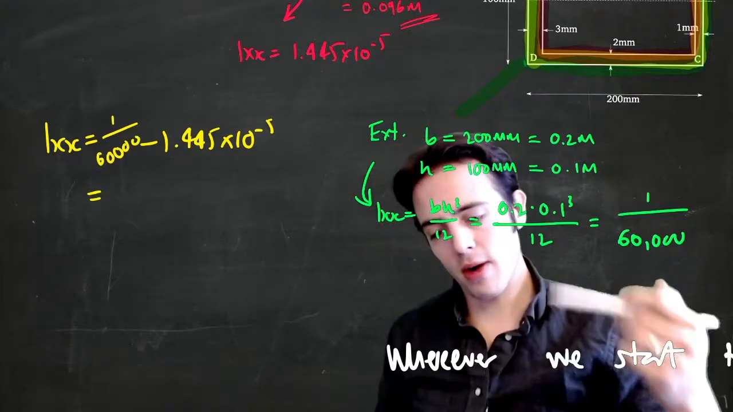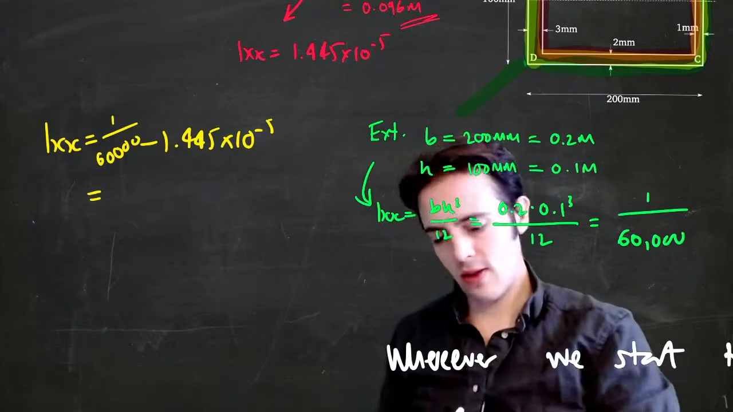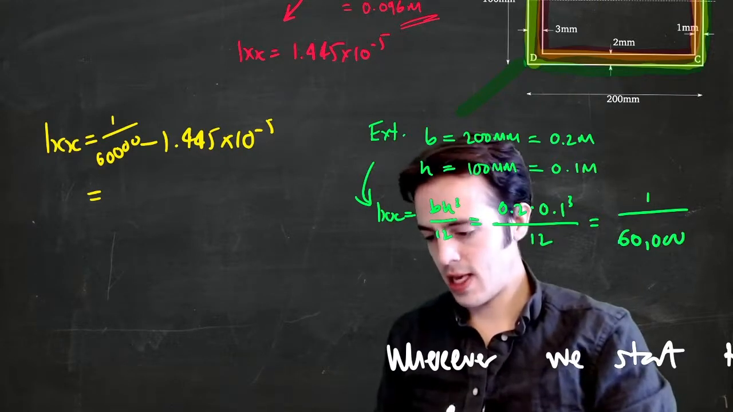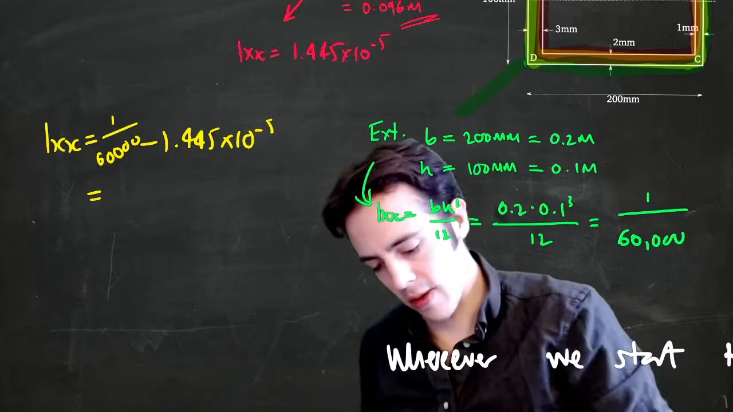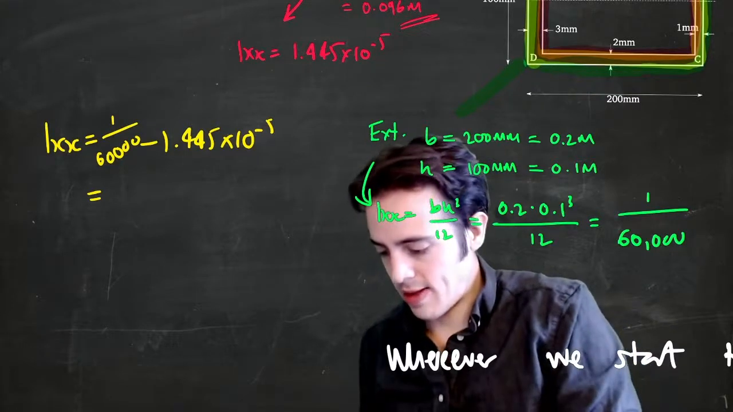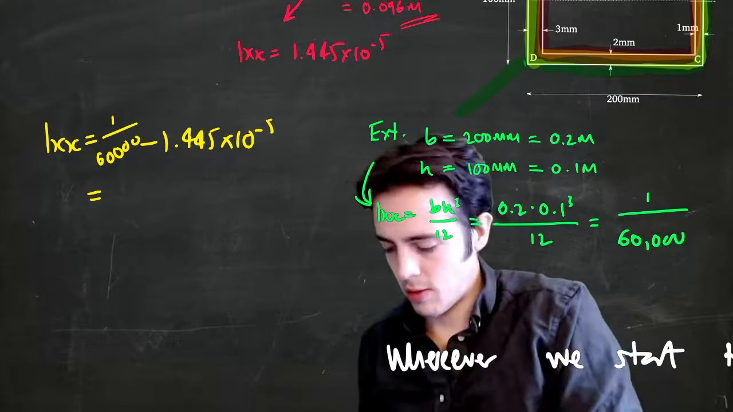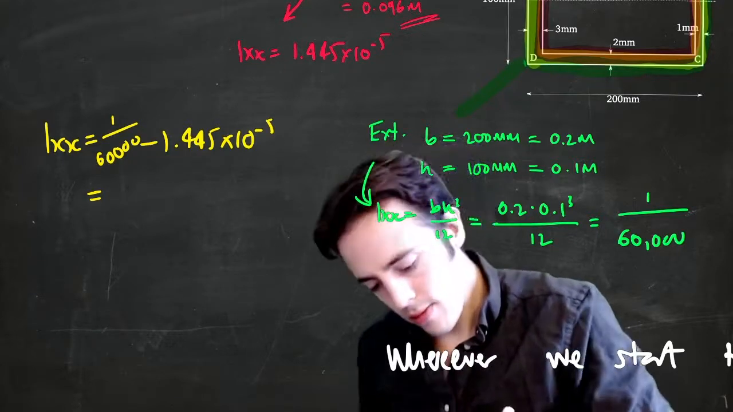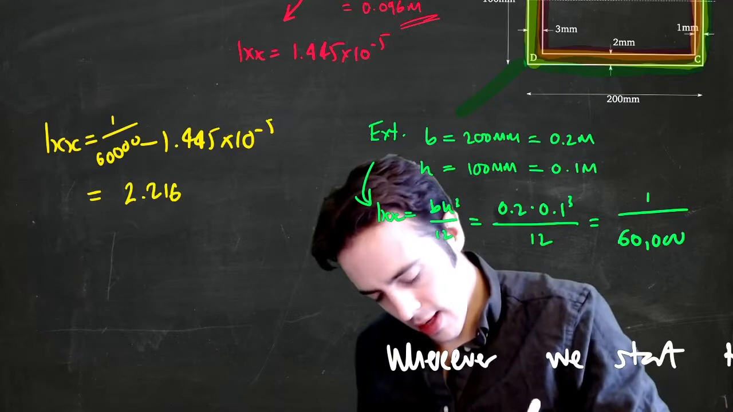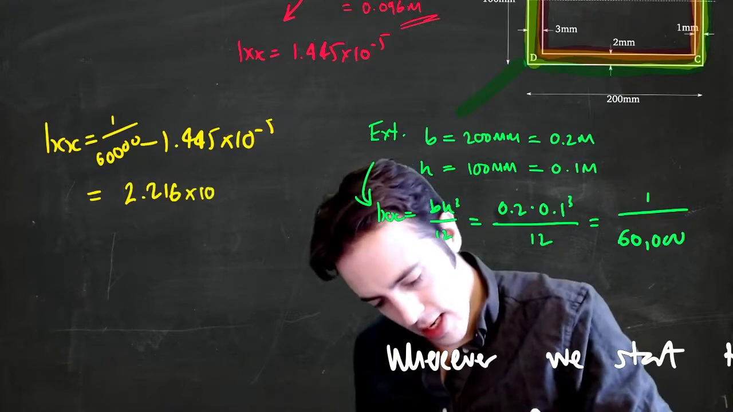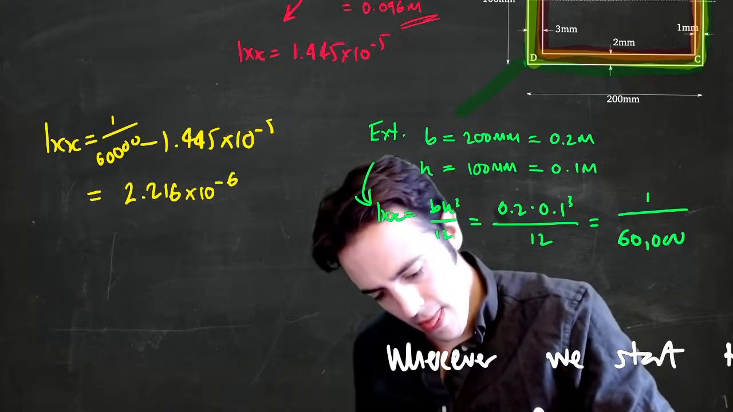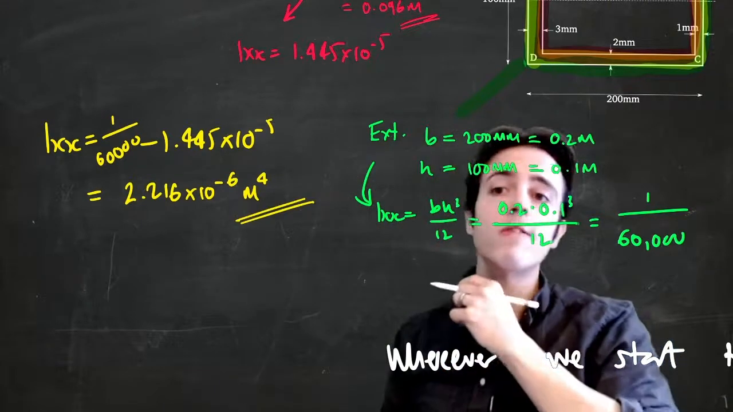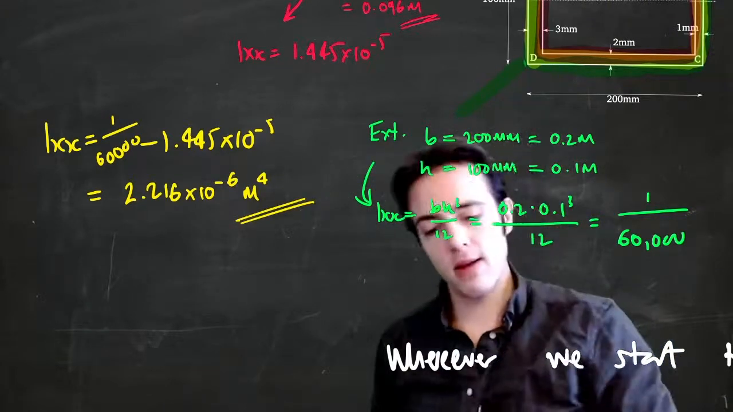But there we go. So 1 divided by 60,000 minus 1.445 times 10 to the minus 5 gives me a number that is much more reasonable. I was expecting this to be a small number and obviously got a number that wasn't quite right. So 2.216 times 10 to the minus 6 meters to the 4. That's my Ixx for this shape. And again, I did it in meters.